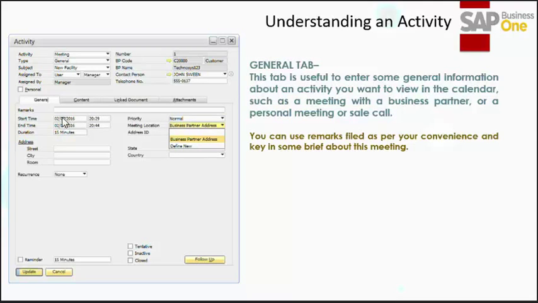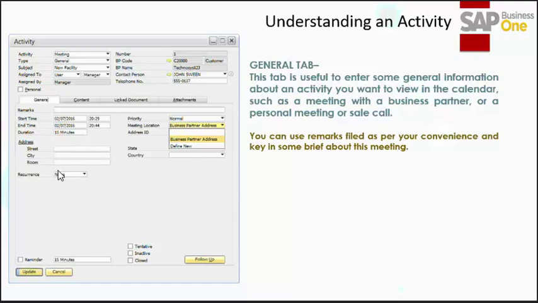There is a start time. You specify the date and the time for the start of this meeting. By default, the system date and the time are displayed. There is an end time. You can specify the time for conclusion of this meeting. Again, by default, the end time is set to 15 minutes past the start time, and it calculates automatically.